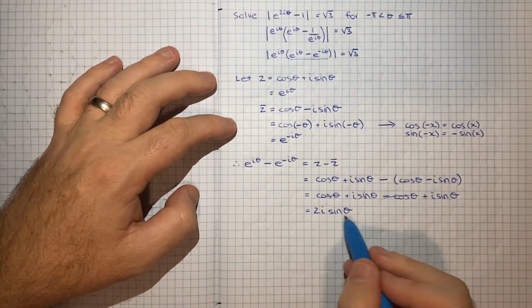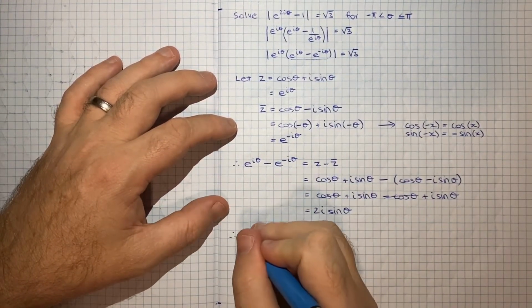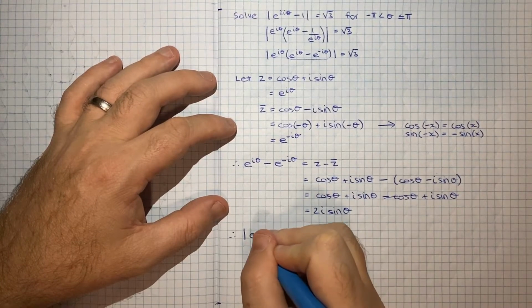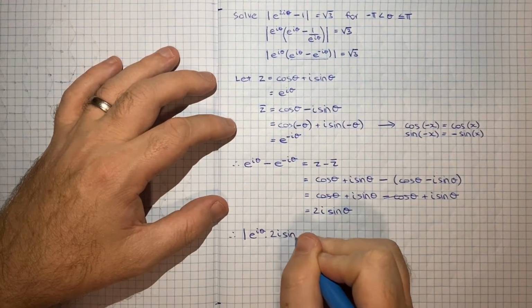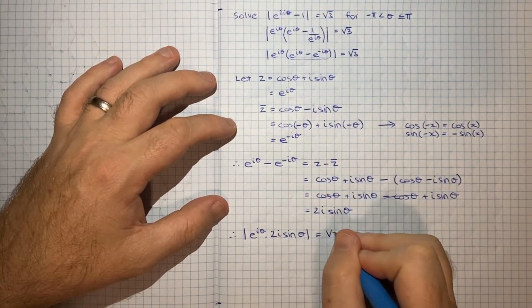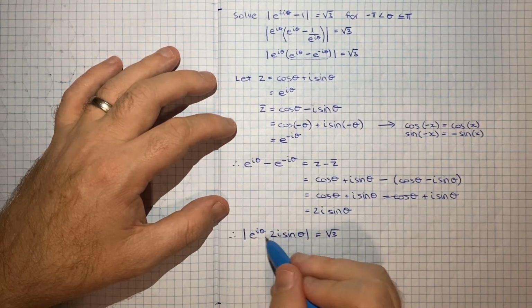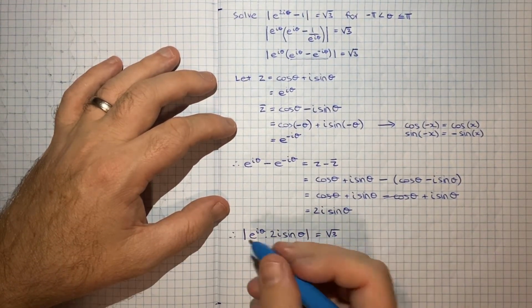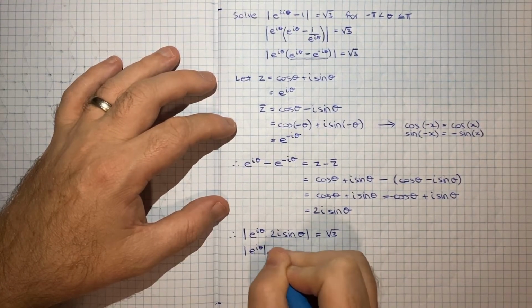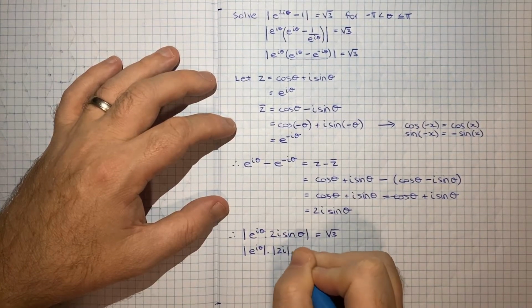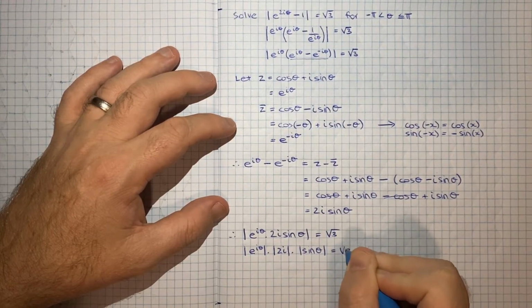So what I'll do is take that and substitute it in. Therefore what we end up with is the modulus of e to the i theta times 2i sine theta being equal to the square root of 3. Now, if I'm taking the modulus of things being multiplied, I can multiply the moduluses. So that means we can get the modulus of e to the i theta times the modulus of 2i times the modulus of sine theta equals root 3.